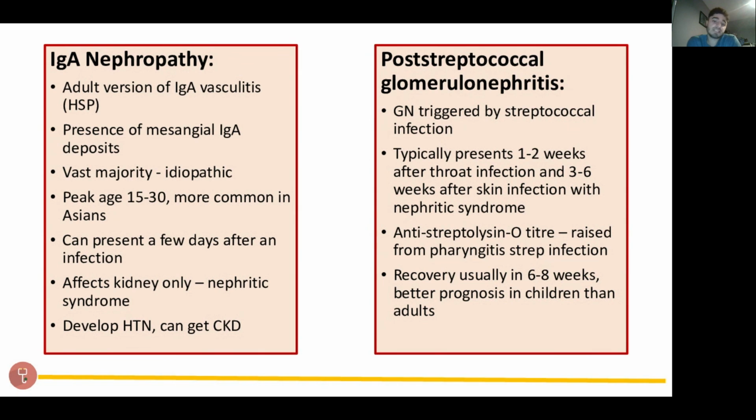Post-streptococcal glomerulonephritis, however, occurs 1 to 2 weeks after a throat infection, or 3 to 6 weeks after a skin infection. And often the skin infection gets forgotten. So do remember cellulitis as a cause of post-streptococcal glomerulonephritis. Antistreptolysin O titer is raised in a pharyngitis strep infection. So if you've got a throat infection, that will be raised, and it's important to test for. And recovery is usually 6 to 8 weeks, although it's quicker in children and longer in adults.